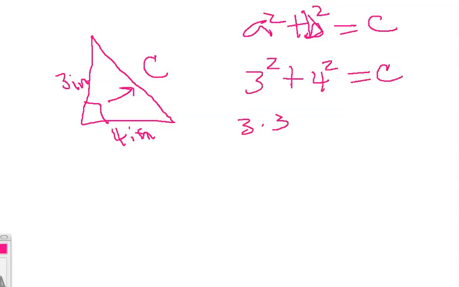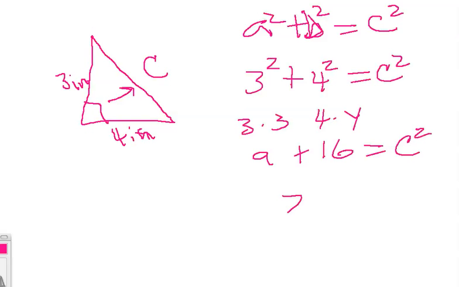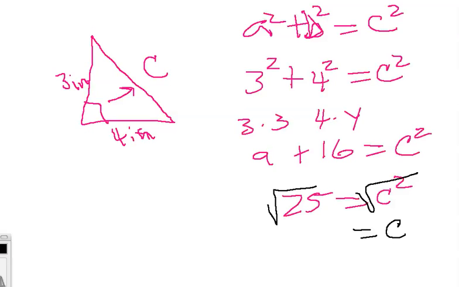3 times 3 will give us 9, plus 4 times 4 will give us 16 equals C. And just remember that it's always C squared. Just forgot to put that there. And then we have 9 plus 16 gives us 25, which equals C squared. But always remember that we need to square both sides. So this becomes C, and the square root of 25 is 5. So that would be the size or the length of C, our hypotenuse.